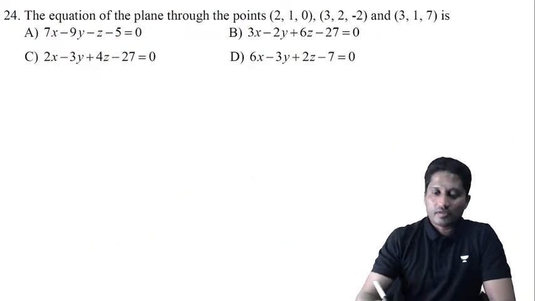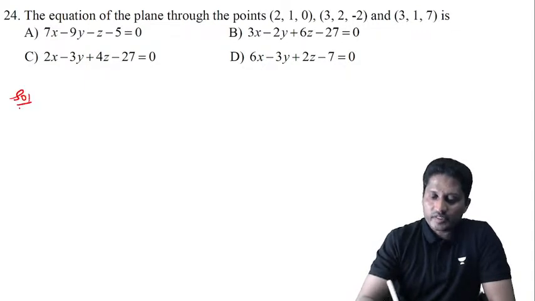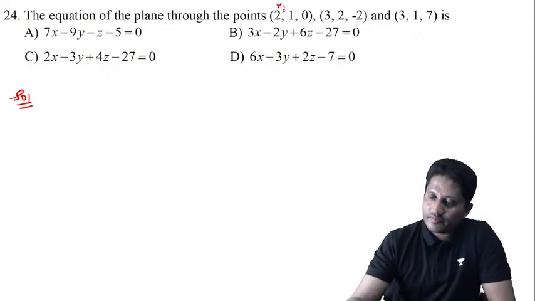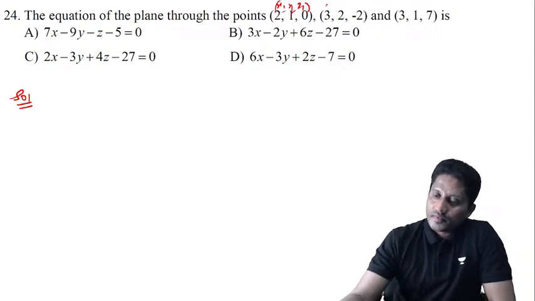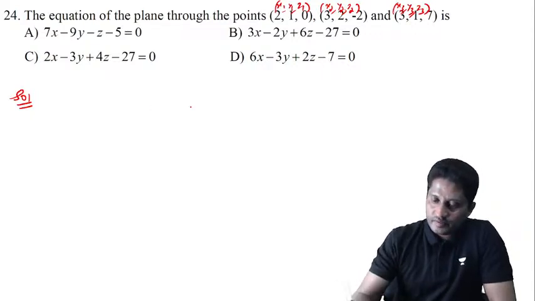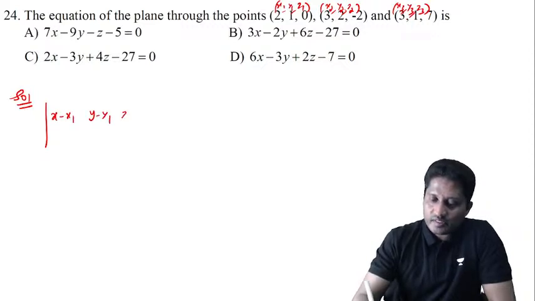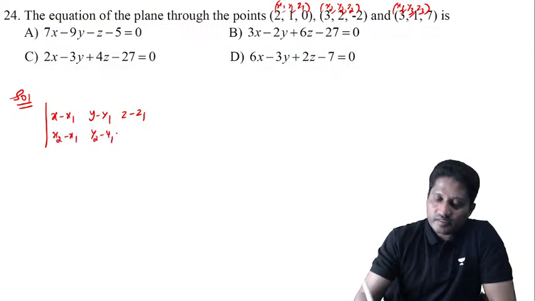Okay, question number 24. Equation of a plane passing through the points. See, actually this is the plane formula. This is x1, y1, z1. This is x2, y2, z2. This fellow is x3, y3 and z3. Equation of a plane passing through 3 points is the determinant of x minus x1, y minus y1, z minus z1, x2 minus x1, y2 minus y1, z2 minus z1, x3 minus x1, y3 minus y1 and z3 minus z1.